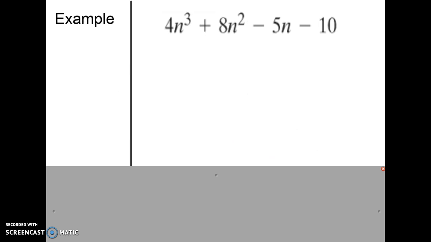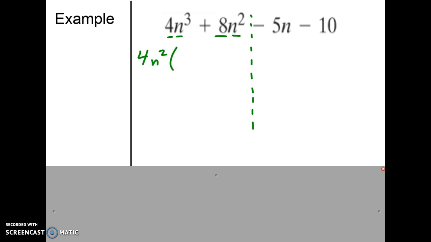Okay, we have 4n to the third plus 8n squared minus 5n minus 10. So once again, we're going to split this up into two sides. On the left-hand side, 4 and 8 have the factor of 4 in common, but n to the third and n squared, we can pull out an n squared from each of those.